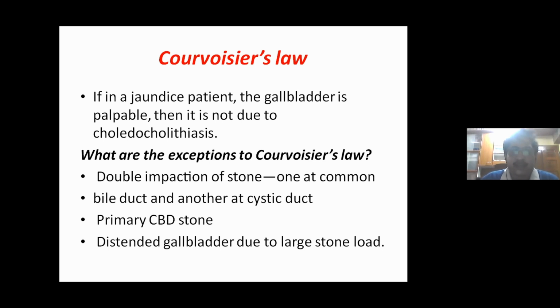Now, what are the exceptions to Courvoisier's law? Double impaction of stone, one at the common bile duct and another at the cystic duct, primary CBD stone, and distended gallbladder due to a large stone at the head.